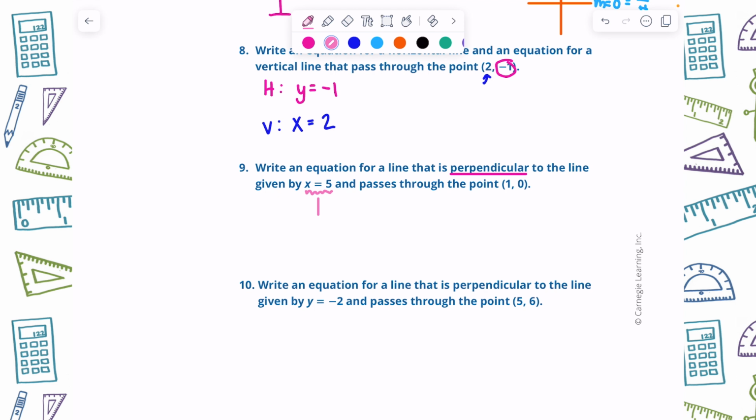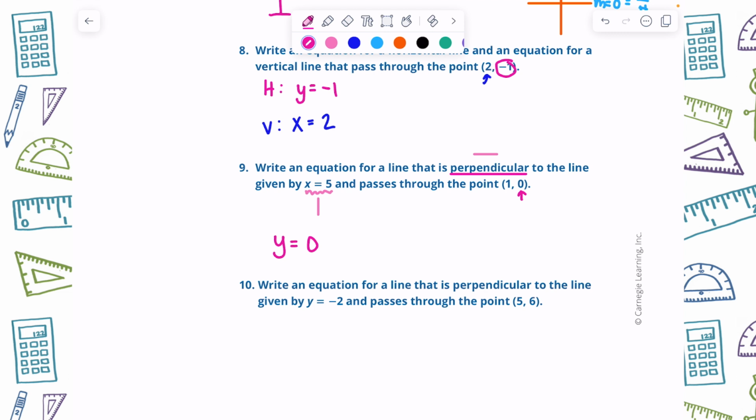Well, what type of line is perpendicular to a vertical line? Hopefully you said that is a horizontal line. So the line that we want is going to be horizontal. So we know the equation of our line has to be y equals a number because we want a horizontal line, and we know it goes through this point, so y is going to be equal to the y coordinate of our point, which is 0. So our answer for this one would be y equals 0.